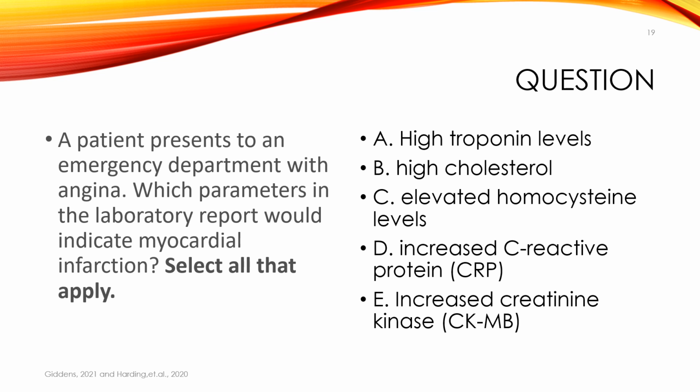So let's do a quick knowledge check. A patient presents to an emergency department with angina. So angina is one of those fancy $10 medical terms meaning chest pain. Which parameters in the laboratory report would indicate a myocardial infarction, otherwise an MI or a heart attack? And you select all that apply. Is it A, high troponin levels, B, high cholesterol, C, elevated homocysteine levels, D, an increased CRP, or E, an increased creatinine kinase, a CKMB?